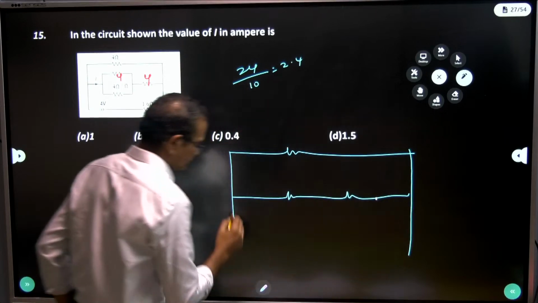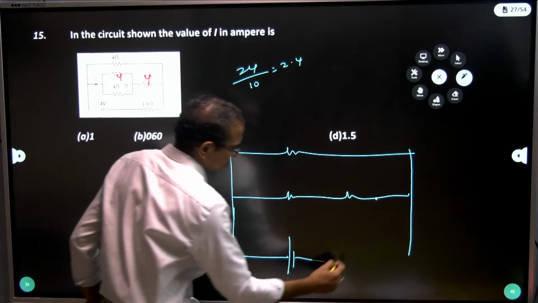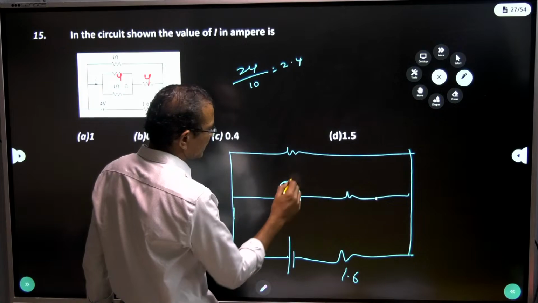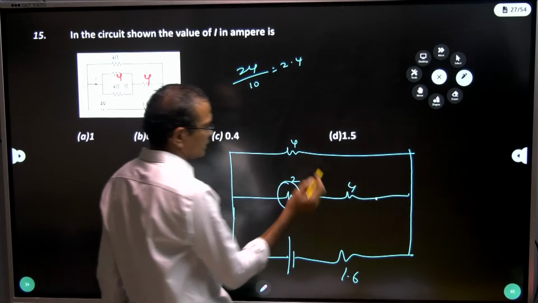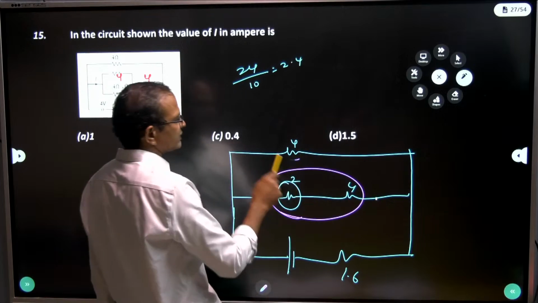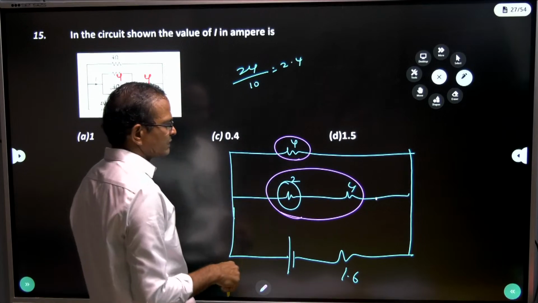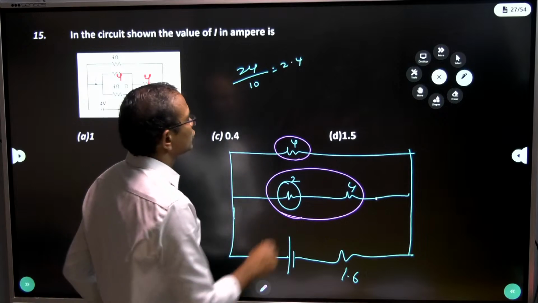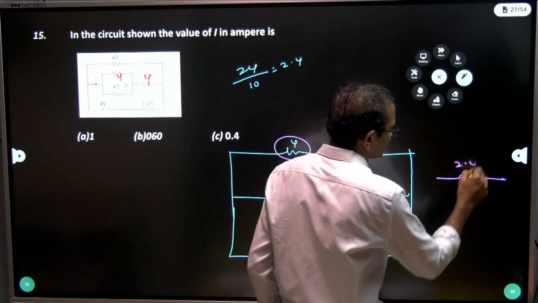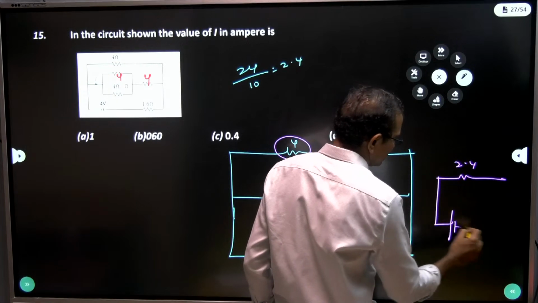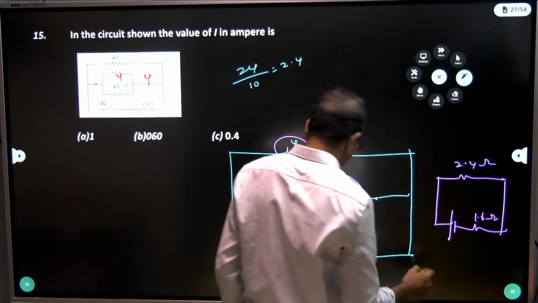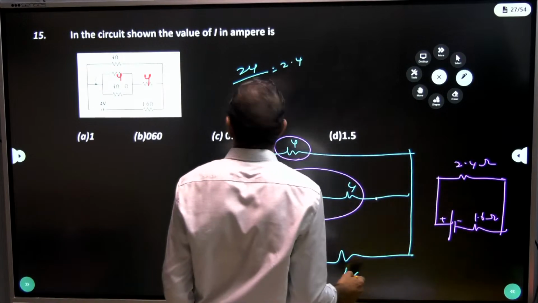Okay, done. 1.6. This is 4 parallel to, this is one 4, this is one 4. Yes, can start. Now this is 6 6 4 parallel. Answer is, come on, 2.4. Now the circuit becomes 2.4 ohm and 1.6 ohm. What's the battery capacity? 4 volt.